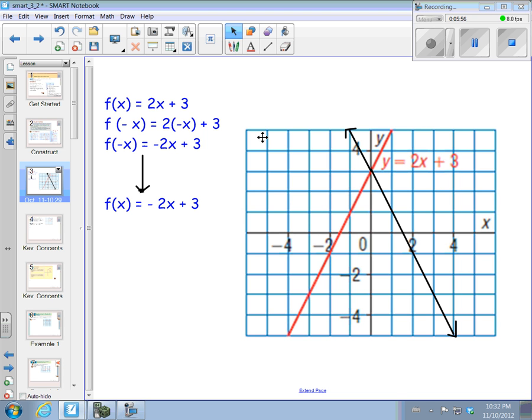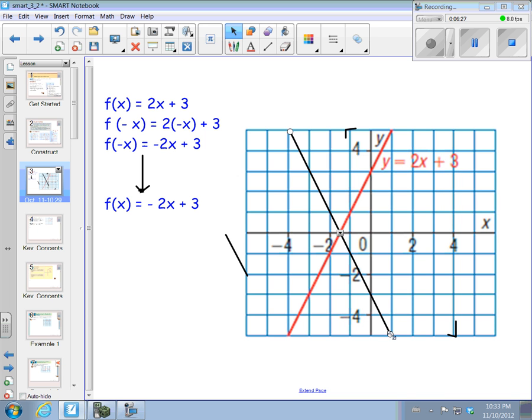Let's now look at the vertical reflection. Okay, we'll do it the same way. We'll draw it and then we'll derive it. So the vertical reflection, if I was to reflect that graph over the x-axis, what would happen? Well, this part that occurs down below would go above, and this part that occurs above would go down below.